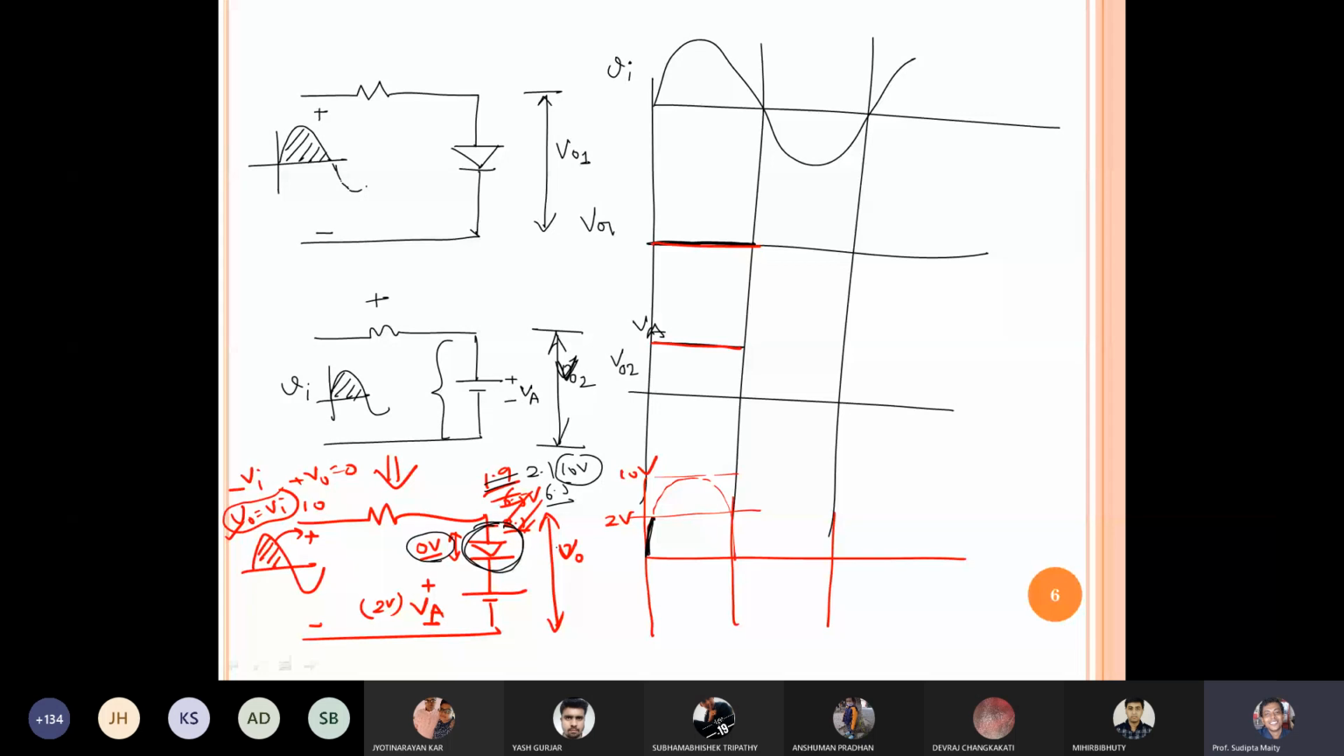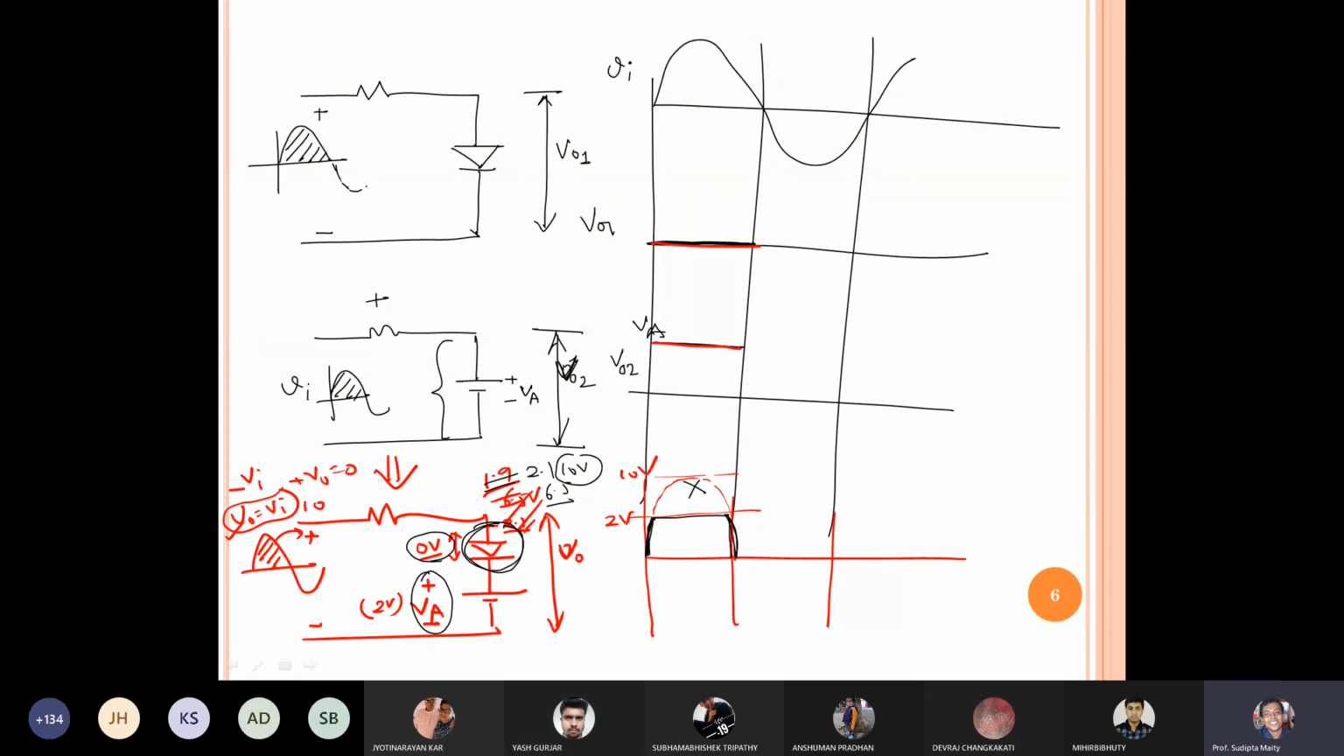Then the output voltage terminal, what will come? Only VA, that is 2 volt. So I will get a constant straight line, then again the dip in this way. So I will get this kind of output, and I will not get the upper one. Is it clear?